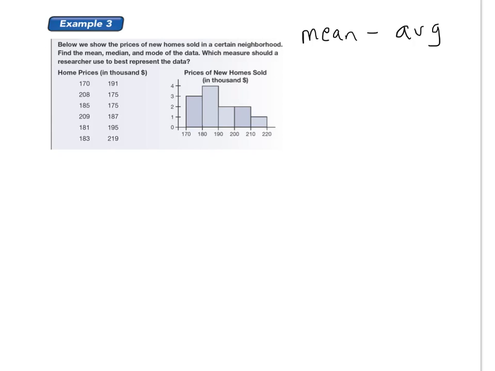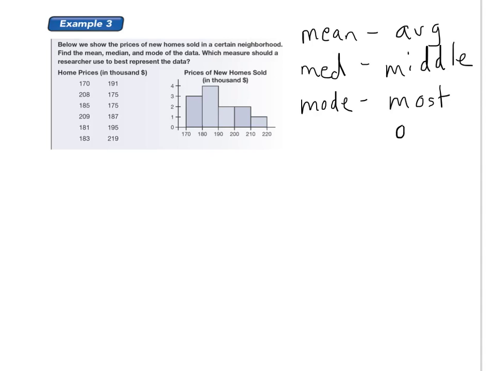Okay, and then the median, well, that one was just the middle number, and that's after you put them all in order from smallest to largest. Okay, and then the mode is the one that you see the most often in the list, the one that's the most occurring of all those.